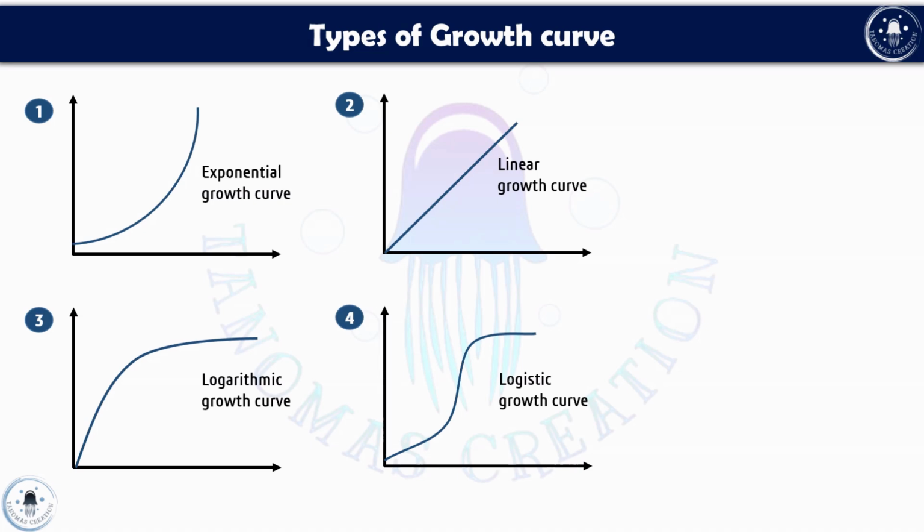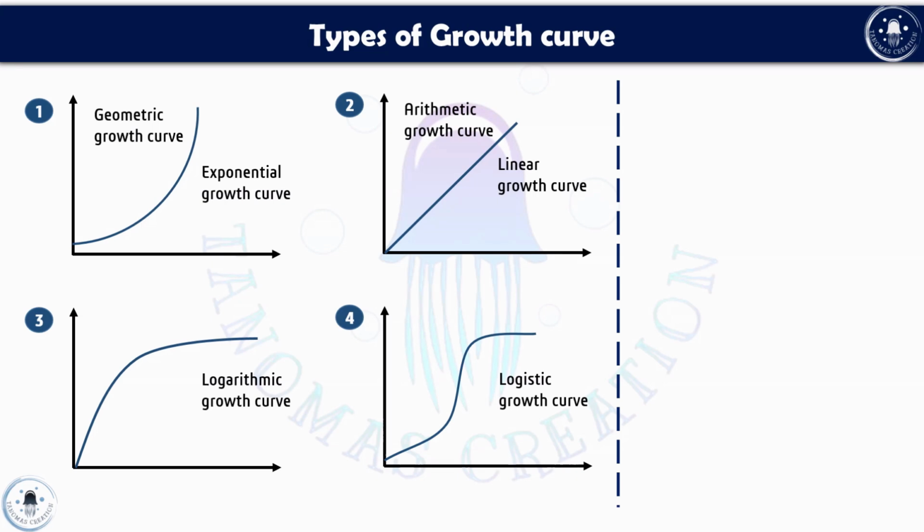Now, linear growth curve is also sometimes called arithmetic growth curve. You should not get confused. Linear growth curve is also sometimes known as arithmetic growth curve, and exponential growth curve is also sometimes known as geometric growth curve. So if a question comes up with a geometric growth curve, you need to understand that they are talking about the exponential growth curve only. Similarly, if it is written in the question arithmetic growth curve, that means they are talking about the linear growth curve.